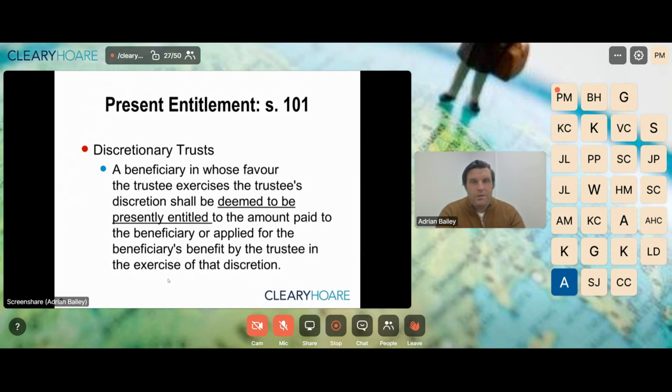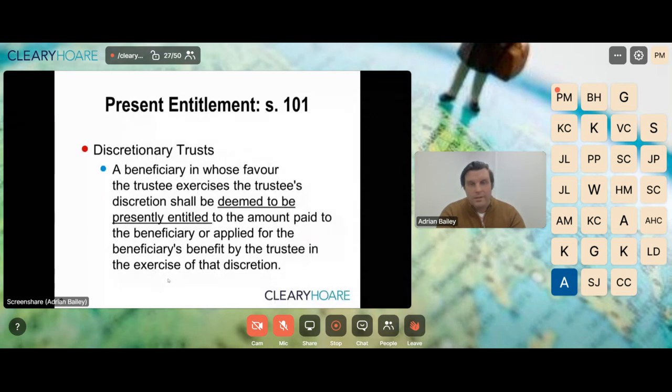The first of those is section 101, which says that a beneficiary in whose favour the trustee exercises the trustee's discretion shall be deemed to be presently entitled to the amount paid to the beneficiary or applied for the beneficiary's benefit by the trustee in the exercise of that discretion. So what that is meant to take into account is scenarios where the trustee has paid something to the beneficiary or applied it for their benefit. Paying for school fees may be an example of that, or paying for some expenses, but hasn't actually made a resolution to distribute that income to the beneficiary.